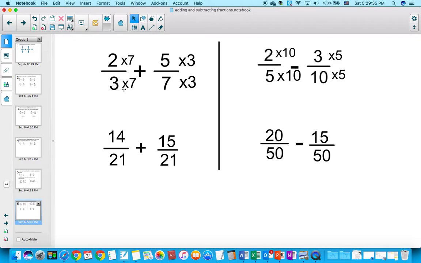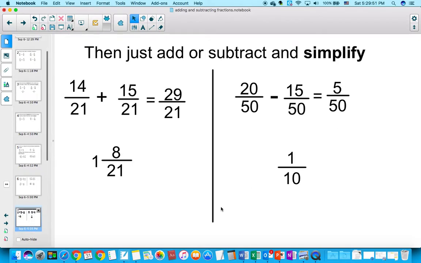And it just turns into 14 plus 15 over 21. The bottoms are both 21, so I don't have to worry about it anymore. Then I can just add, 14 and 15 makes 29 over 21.